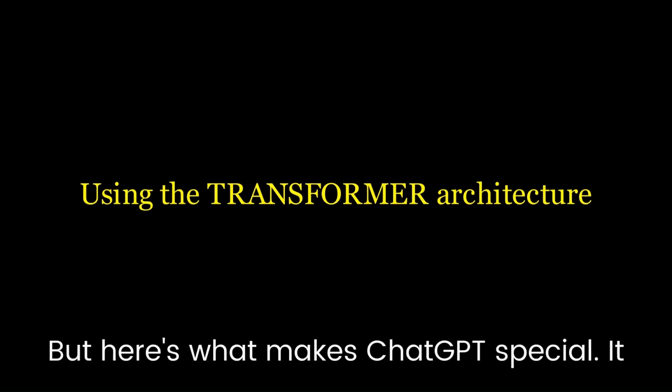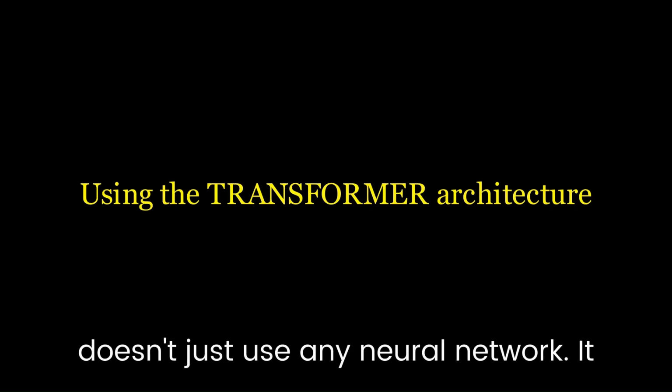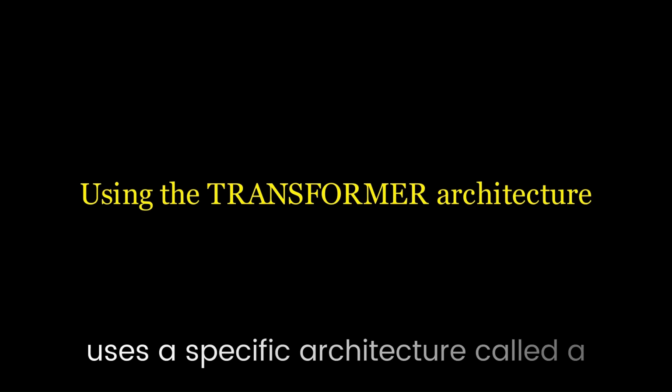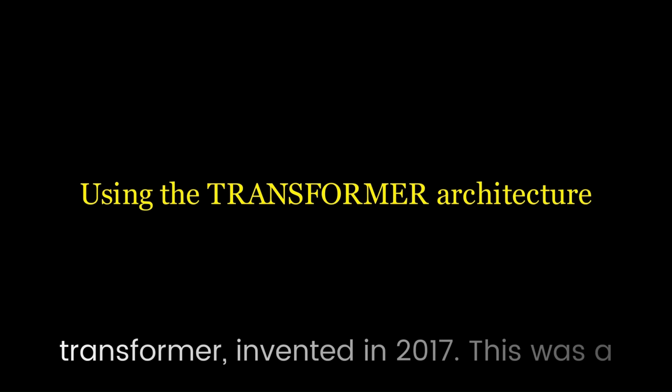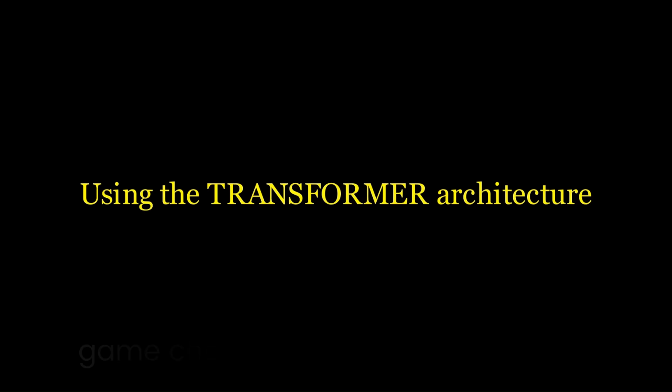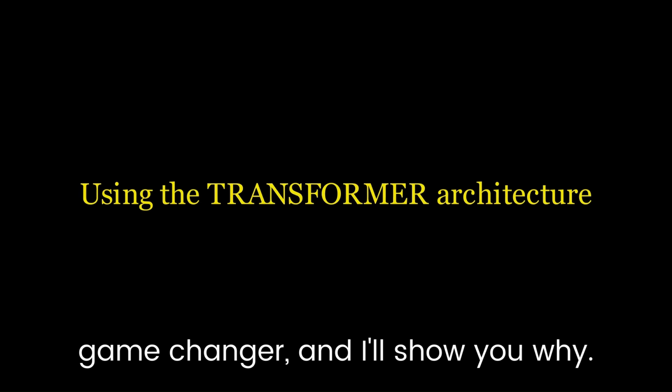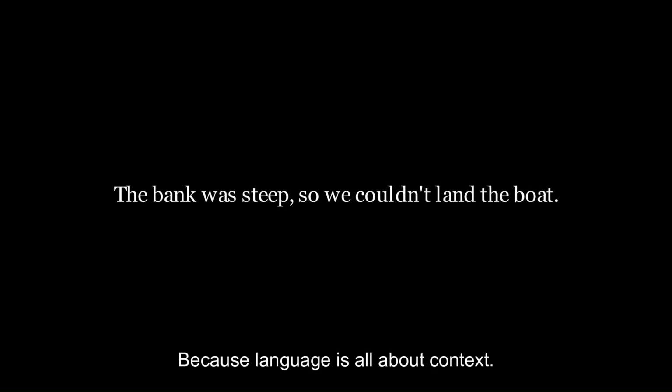But here's what makes ChatGPT special. It doesn't just use any neural network. It uses a specific architecture called a transformer, invented in 2017. This was a game changer, and I'll show you why. Before transformers existed, AI struggled with language. Why? Because language is all about context.